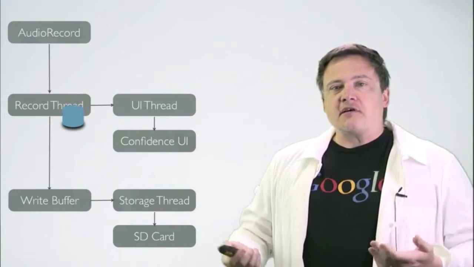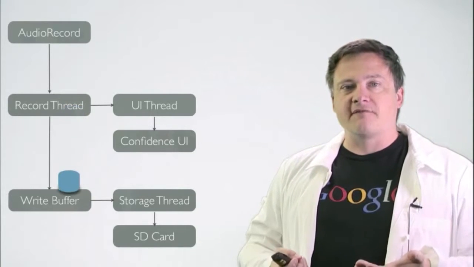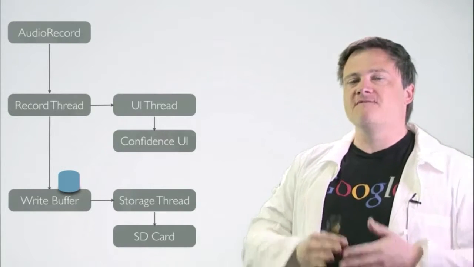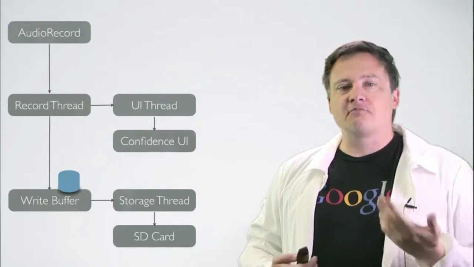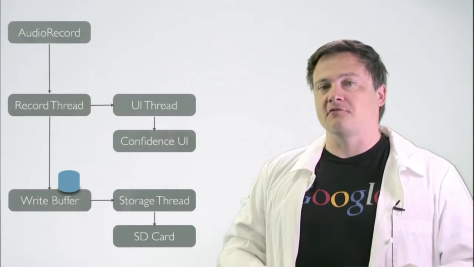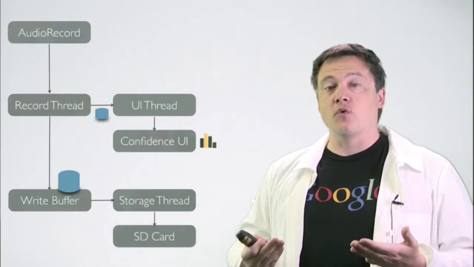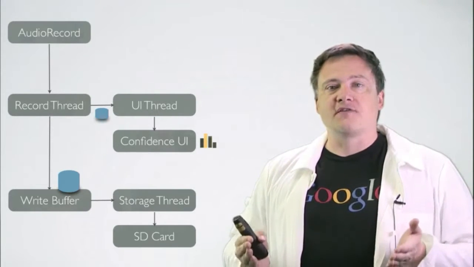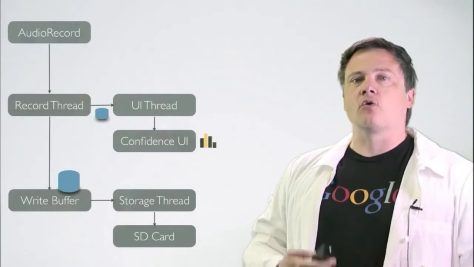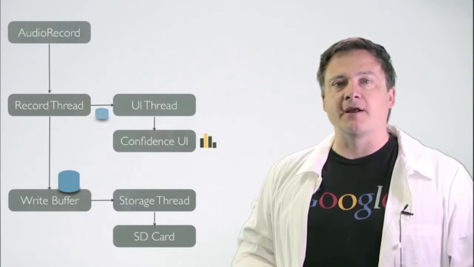So every time it gets a buffer, it does two things. First, it's going to pass it off to a write buffer, which is going to be a very, very long buffer that's being read by another thread, the storage thread. The second thing it's going to do is pass some version of that audio data off to the UI thread so that it can create the confidence UI. And usually this is going to either be an RMS level, or it's going to be a spectral analysis, or just something to let us know that things are still happening.